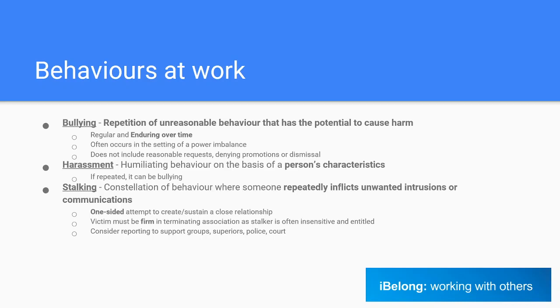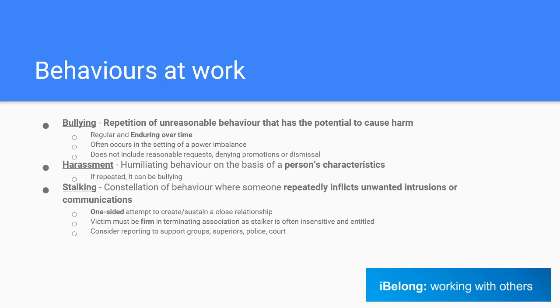Basically, it's a humiliating behaviour on the basis of a person's characteristics. So this can be gender, race, body shape, and it's not necessarily repeated, because if it is repeated, you can call it bullying. So generally, for questions regarding harassment, it'll be a one-off thing.